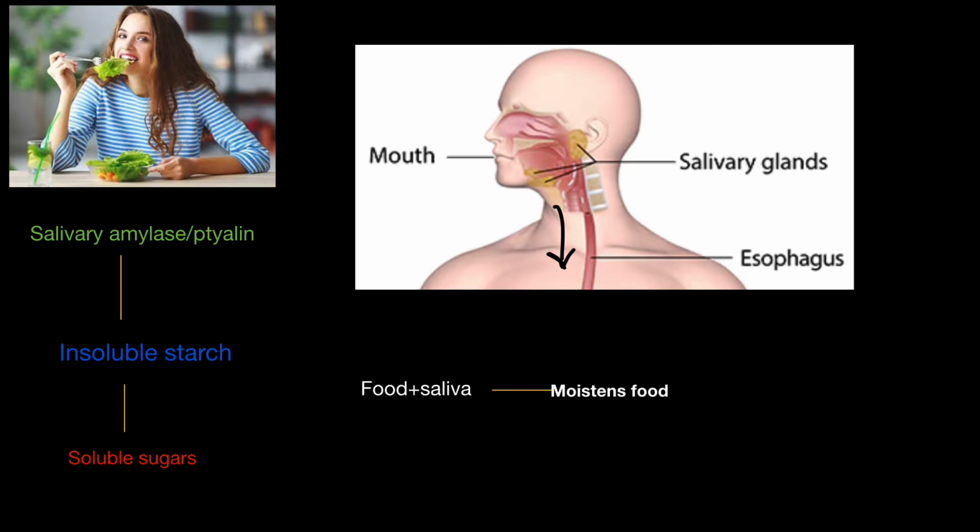In mouth, what is happening? You can see salivary glands are located on the sides of mouth. This gland produces saliva, which contains an enzyme called salivary amylase or ptyalin, which helps to break down insoluble starch found in food into smaller soluble sugars or fragments. Also, the saliva, when mixed with the food, moistens the food, so it moves easily through esophagus to stomach.